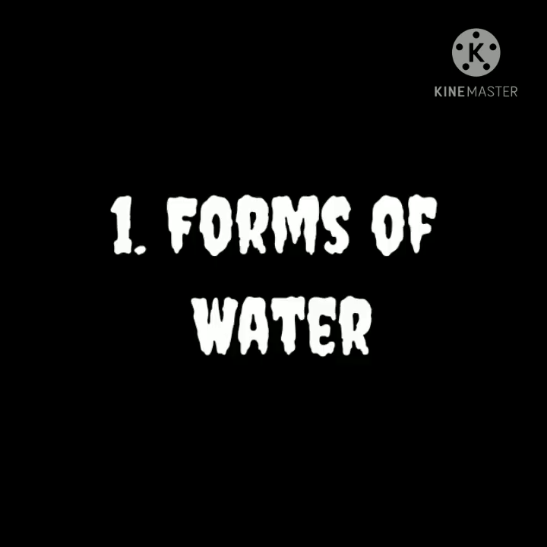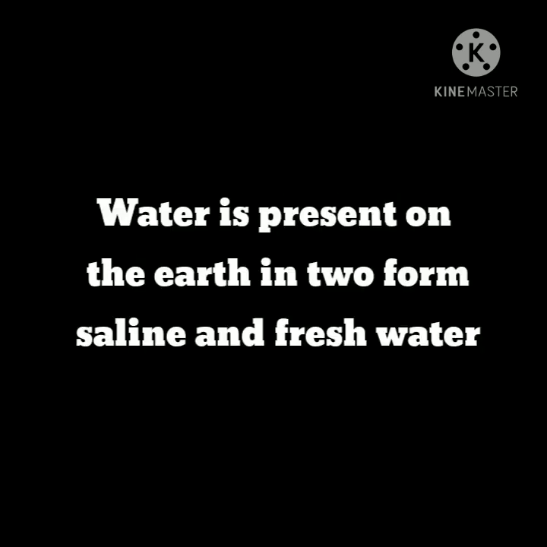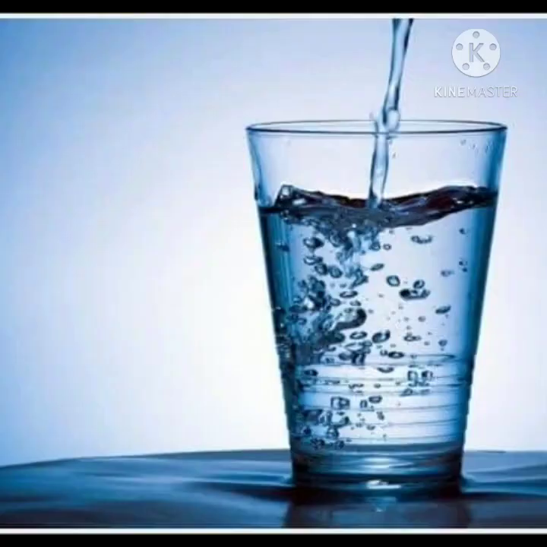First topic of this chapter is forms of water. Water is present on the earth in two forms, that is saline and fresh water. Fresh water is any naturally occurring water except seawater and brackish water. Fresh water is generally categorized by having low concentrations of dissolved salt and other total dissolved solids, though the term specifically excludes seawater and brackish water.